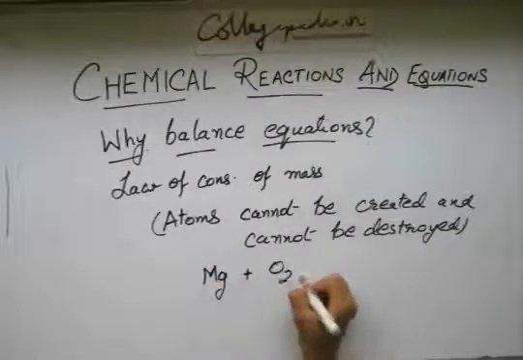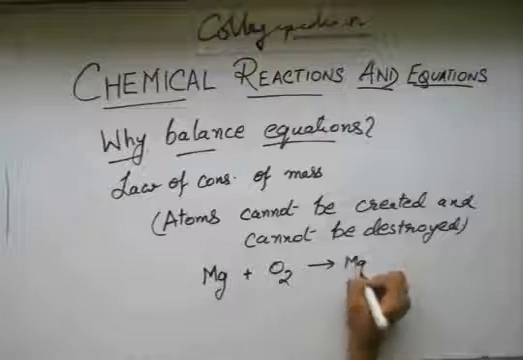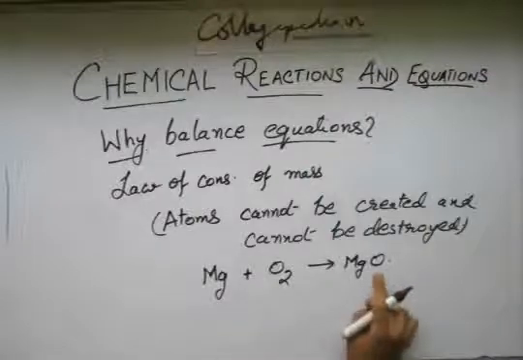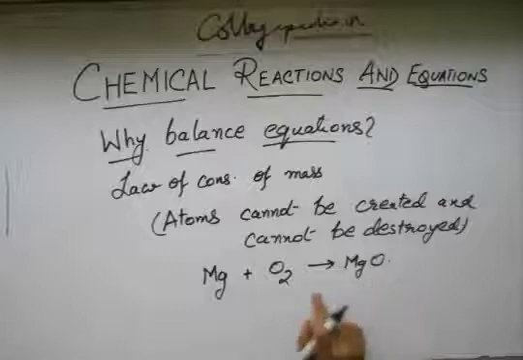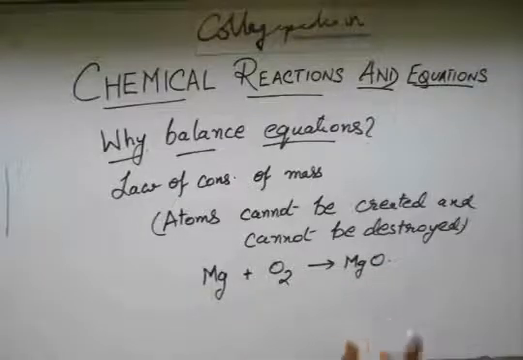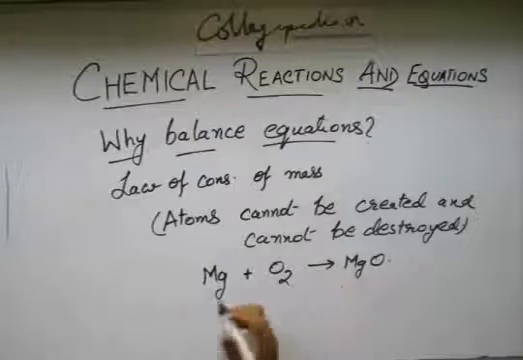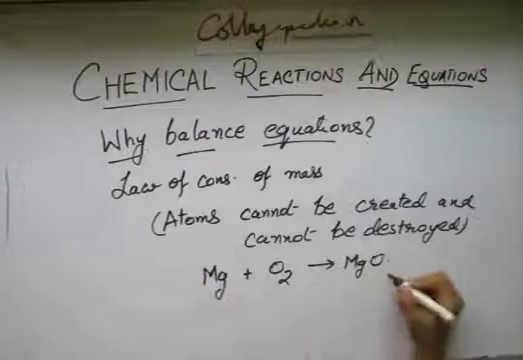So in this reaction, Mg plus O2 gives MgO. There are 2 atoms of oxygen on the left hand side and 1 atom of oxygen on the right hand side. So it means that one oxygen atom has been destroyed. But that cannot happen. That is why we need to balance this equation.